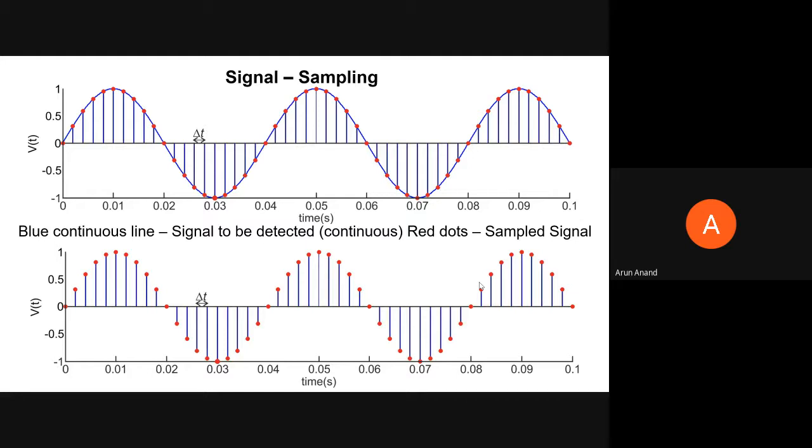For example, this continuous blue line is your continuous signal, let's say. So this is your signal that is continuous. And your detector basically takes samples at all these red points. So in between these 2 points, let's say this is T prime and T double prime, there are no samples available. So basically it is the drawback of your detector. Your detector is not fast enough to sample all the points.